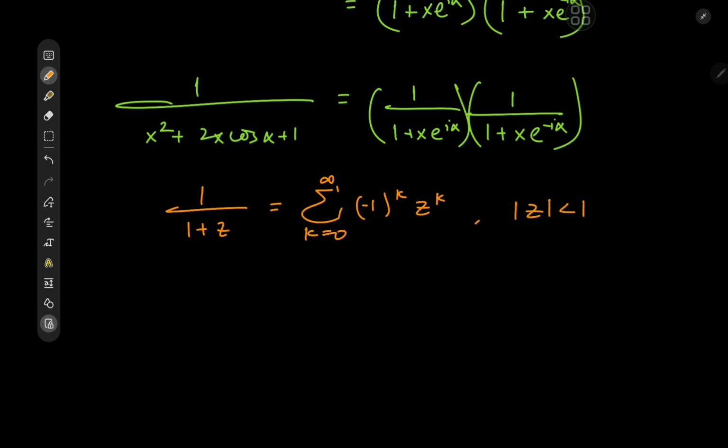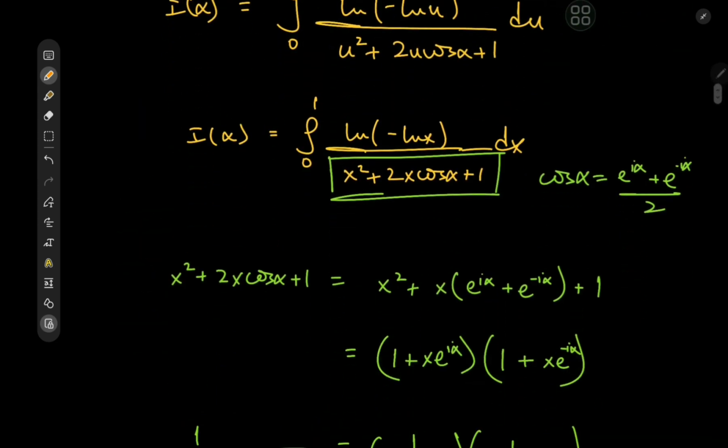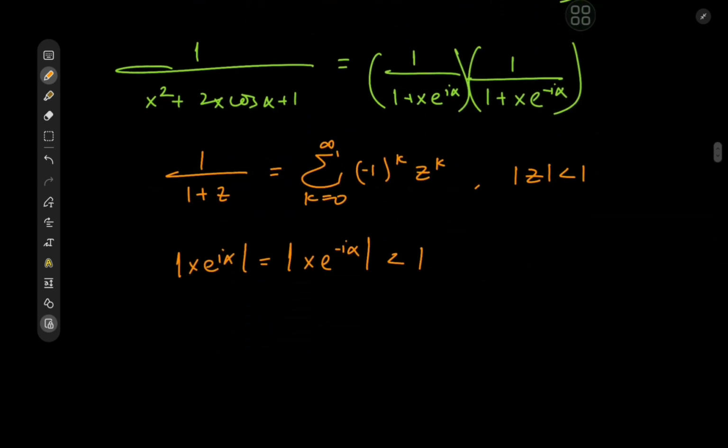And here we have absolute value x times e to the I alpha equal to absolute value x times e to the negative I alpha, both being less than 1 because we're integrating from 0 to 1. So the absolute value of x is indeed less than 1, and the absolute value of both these exponentials is, of course, equal to 1. So we can invoke the geometric series here.